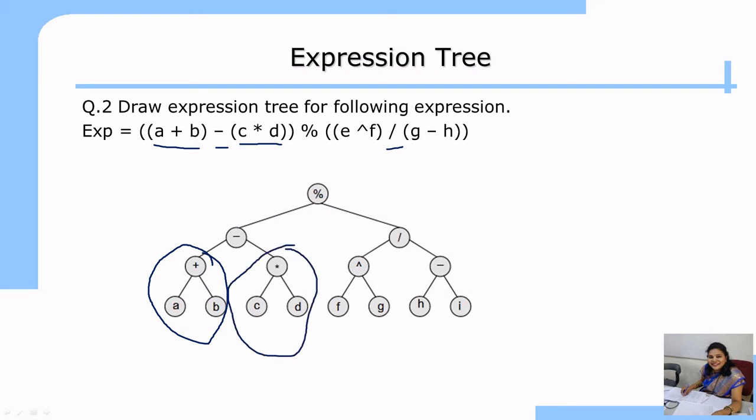Same, at the left side of the division sign is e raised to f. So raised to will be the parent, e will be the left child, f will be the right child. Sorry, there is a printing mistake. Here e will come and here f will come. Next, at the right side of the division sign, g will be here and here will be h. G minus h.